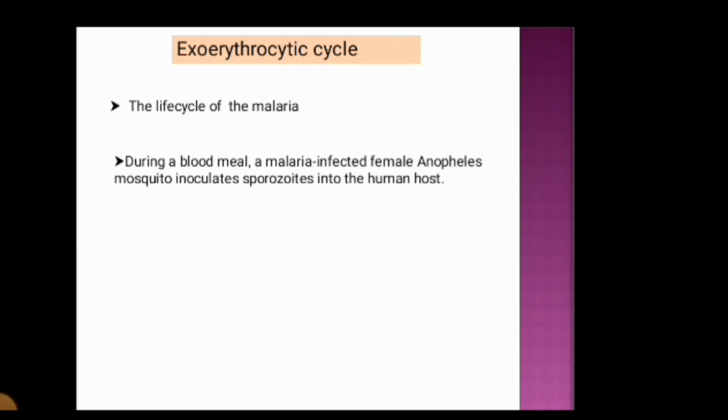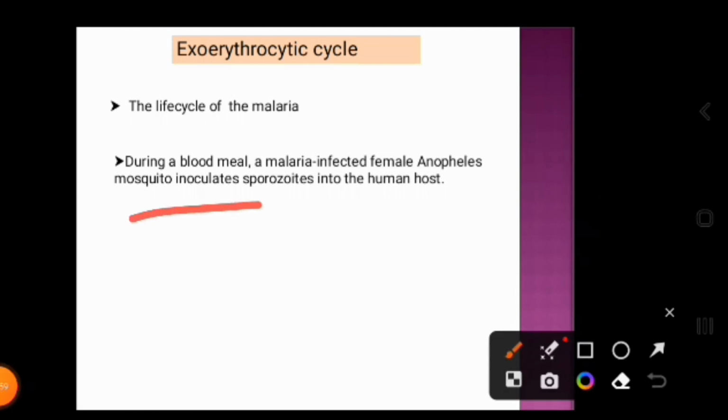Now first is the exoerythrocytic cycle. During a blood meal, a malaria infected female Anopheles mosquito inoculates the sporozoites into the human host.